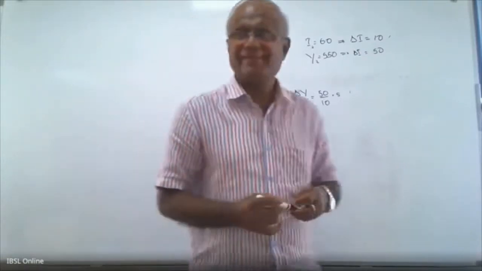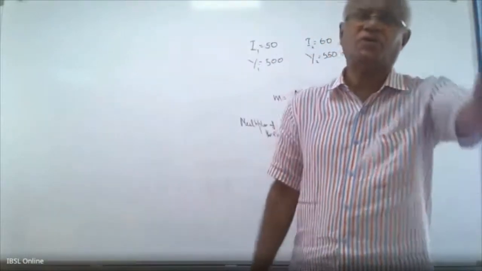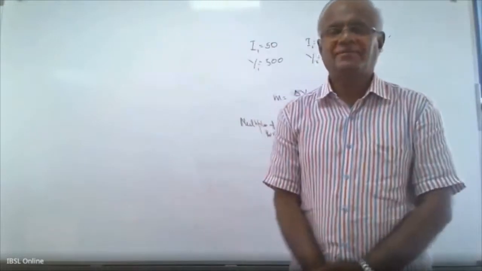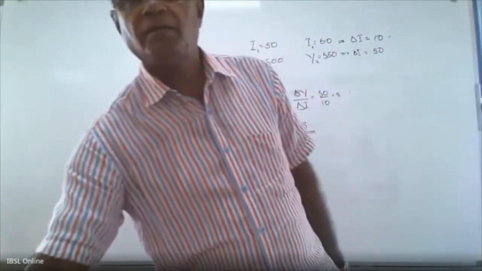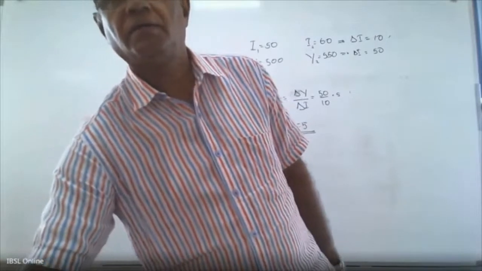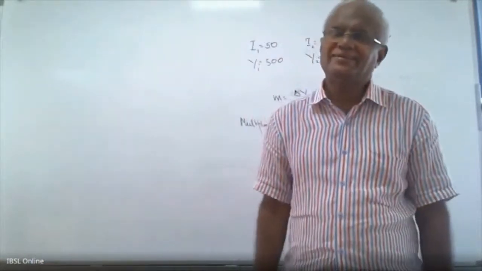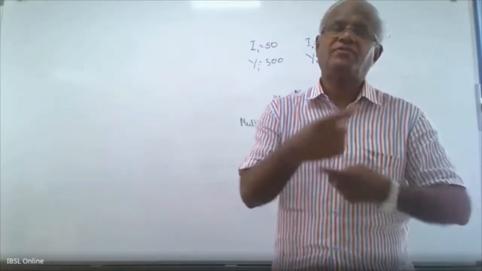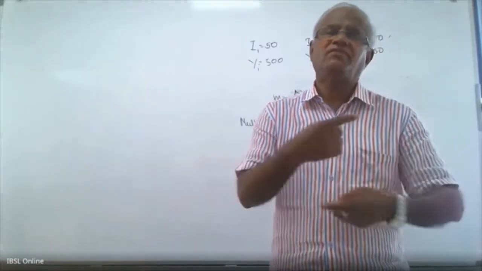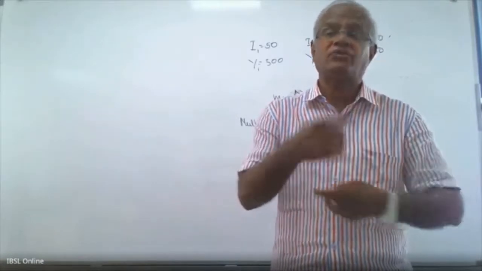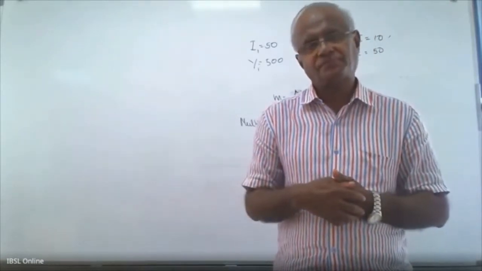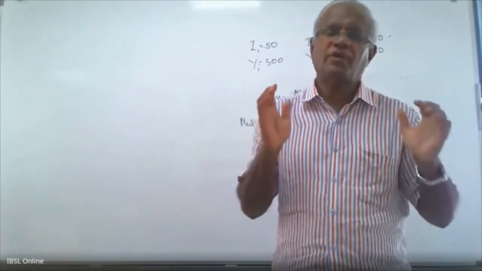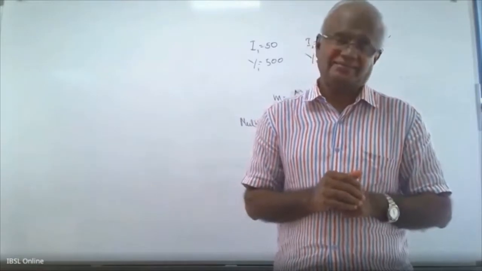Multiplier. Firms increase their investment only by 10 million, and national income increases by 50 million. Why is that? Multiplier effect. Investment will have a multiplying effect in the economy. Very important macroeconomic phenomenon: the multiplier of the economy.